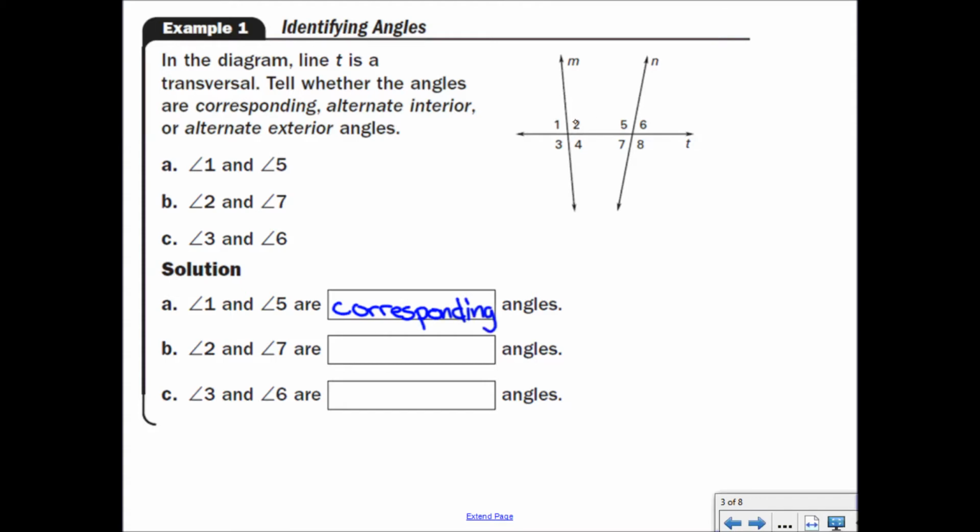Angle 2 and angle 7 are both on the inside of our two lines, but on opposite sides of the transversal. So that makes them alternate interior angles. Angle 3 and angle 6 are on the outside of our two lines and on opposite sides of the transversal, making them alternate exterior angles.